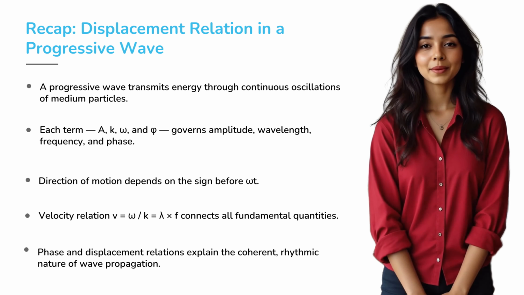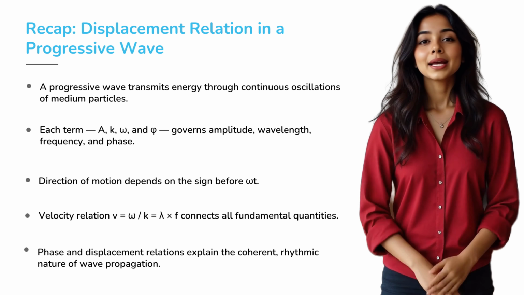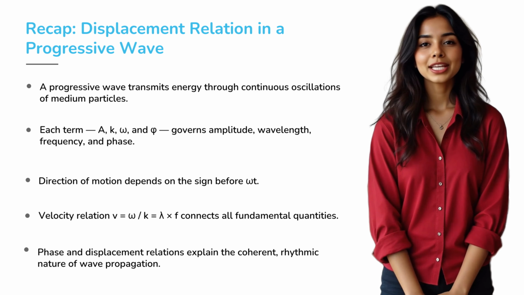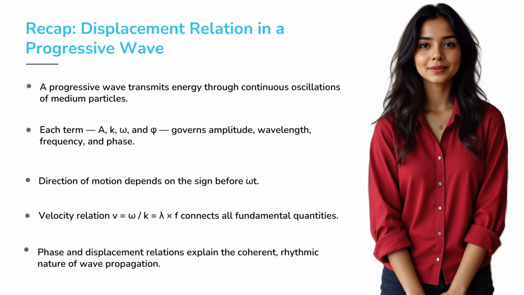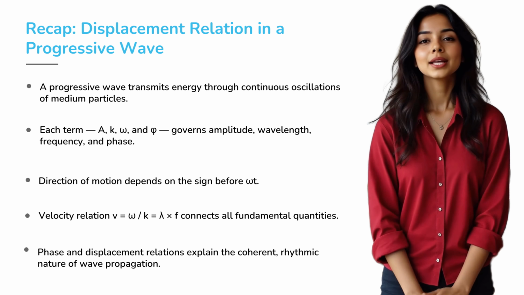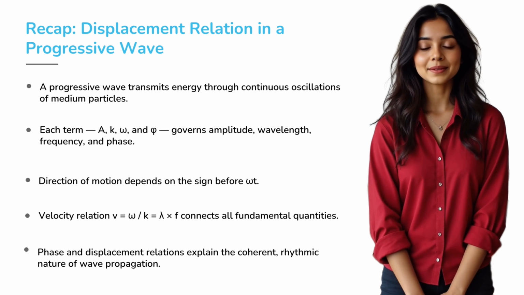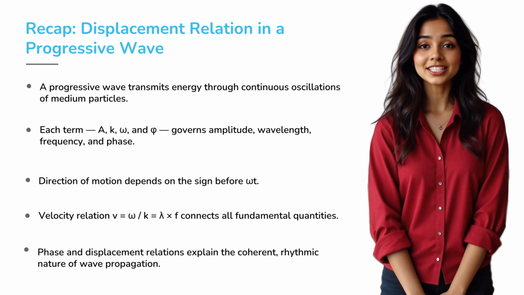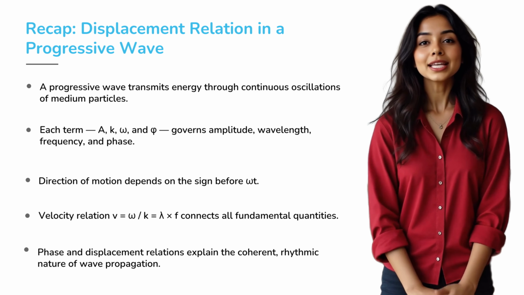Time to wrap it all up like a perfect standing ovation. A progressive wave is a moving disturbance that transfers energy through a medium, not matter. Its displacement is given by y = A sin(kx - ωt + φ). Every parameter, A, k, ω, φ, tells part of the wave's story: amplitude, wavelength, frequency, and phase. Direction of propagation: check the sign before ωt. Wave speed: always v = λf.